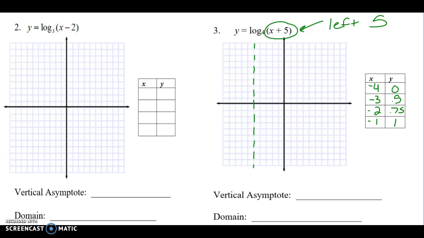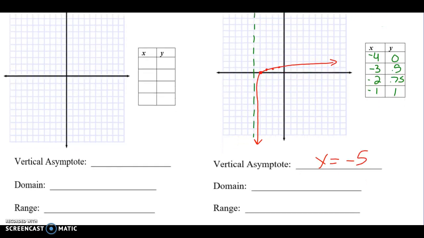Plot your 4 points. So -4, 0. -3, 0.5. -2, 0.75. -1, 1. And then go ahead and draw that log all the way down your asymptote. So where's the asymptote now? Write it as an equation with an equal sign. X equals -5.